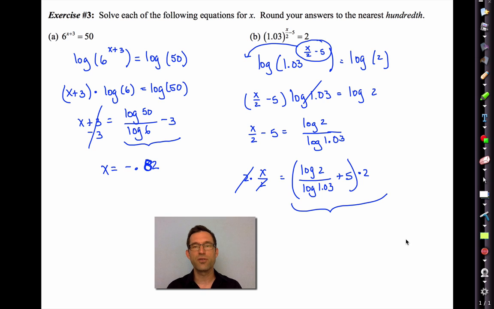You might want to do log 2 divided by log of 1.03, enter, plus 5, enter, times 2, enter. Right, so you can do it in phases, that's okay. But it's critical that you get the calculator work right. And if you do, you end up getting an answer for x. It's about 56.90, much larger than our last one.